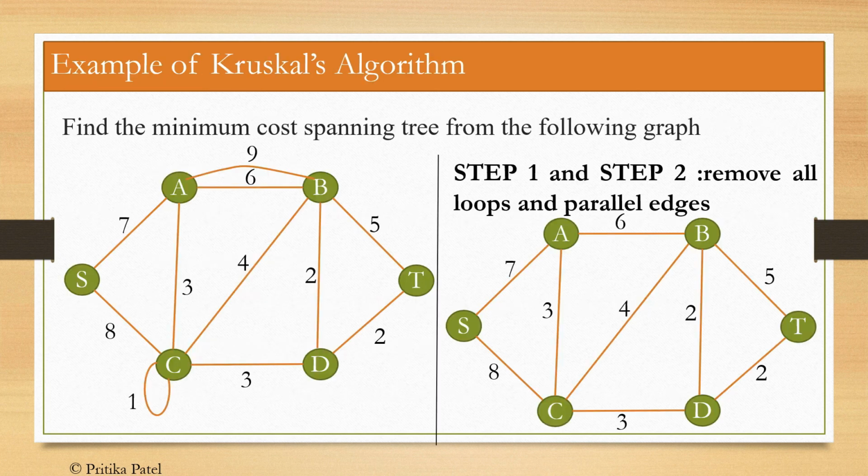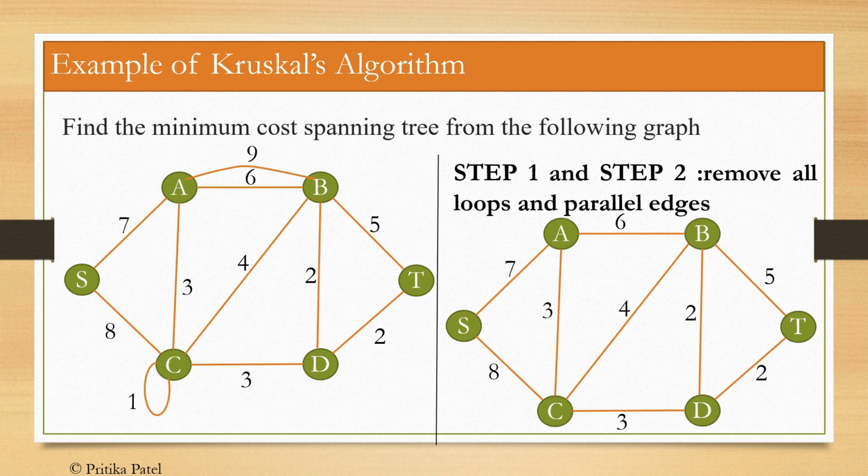Now, an example of Kruskal's algorithm. Find the minimum cost spanning tree from the following graph. Here one graph is given and from this graph we have to find the minimum cost spanning tree by using Kruskal's algorithm. Now here, what is the difference between Prim's and Kruskal's algorithm? In Prim's algorithm we have to pick one vertex as an arbitrary vertex, right? Now from this vertex we find its adjacent vertices and we choose the minimum edge from these adjacent vertices itself, right?